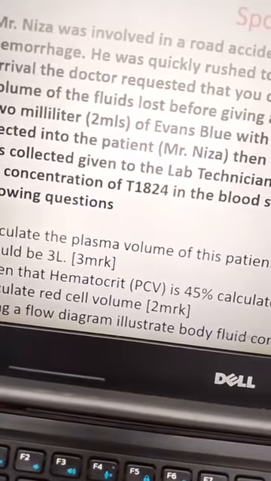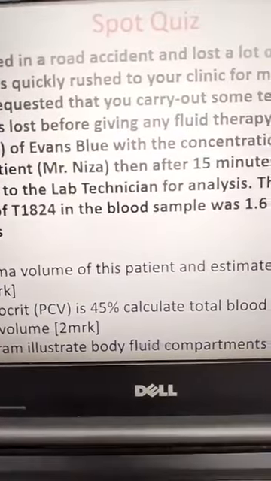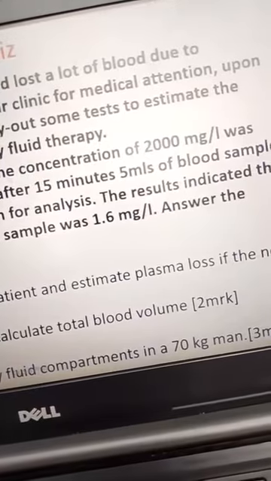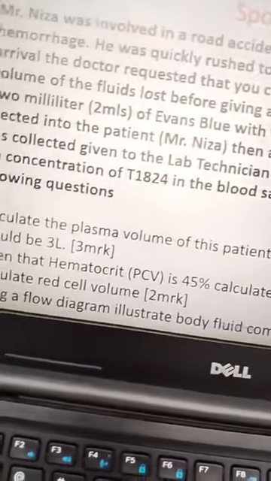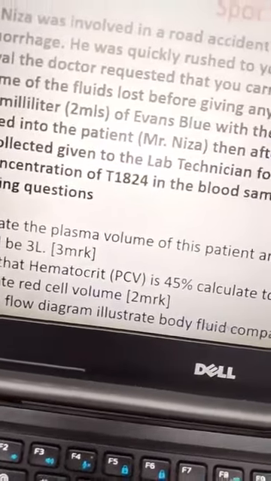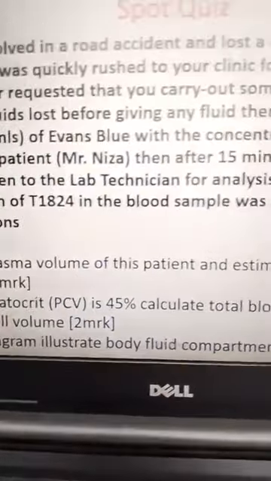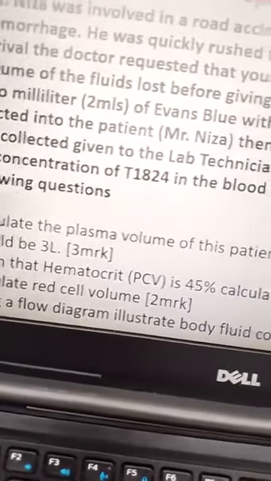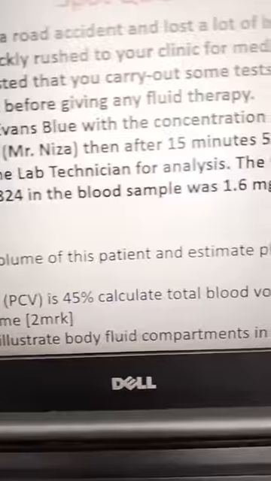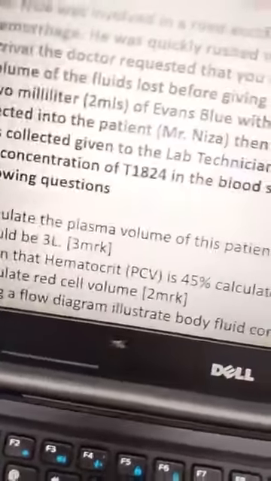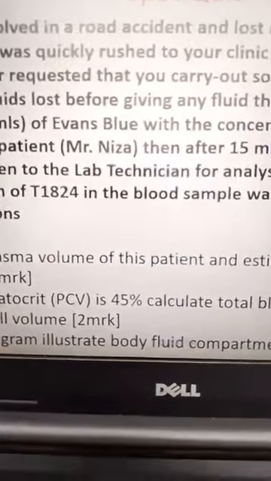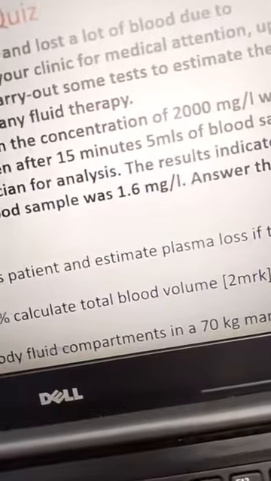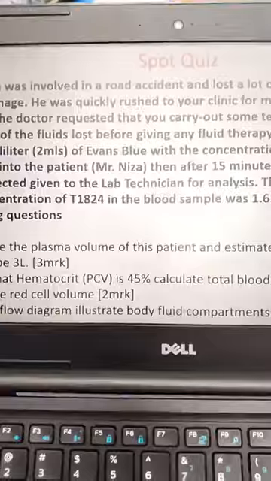So 2 mL of Evans Blue with the concentration of 2000 milligrams per liter was injected into the patient, Mr. Evans. Then after 15 minutes, 5 mL of blood sample was collected and given to the lab technician for analysis. The results indicated that the concentration of T1824 in the blood sample was 1.6 milligrams per liter. Now answer the following question.